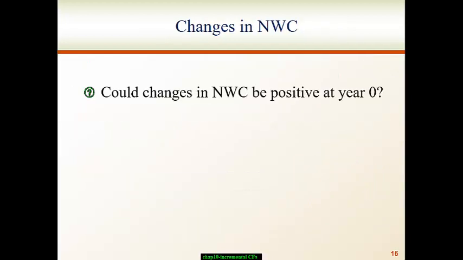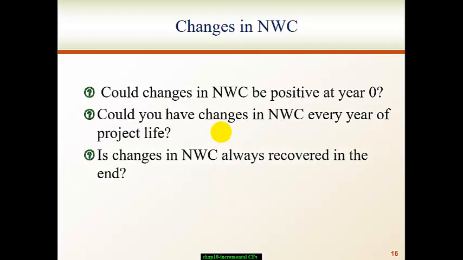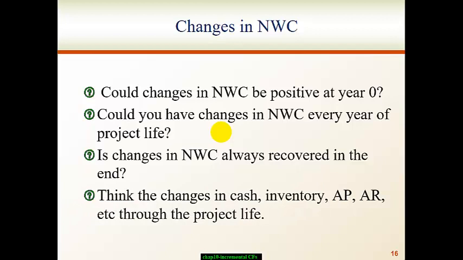Check your knowledge. Could change in net working capital be positive at year 0? Yes. Could you have a change in every single year? Possible. Is the change always recovered? Yes. So try to think about the change in cash, inventory, accounts payable, accounts receivable throughout the project life.